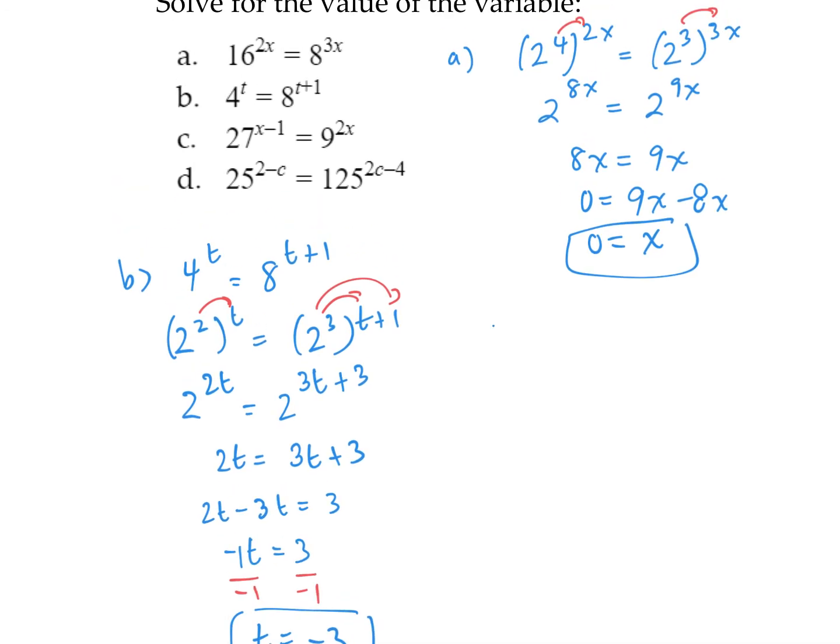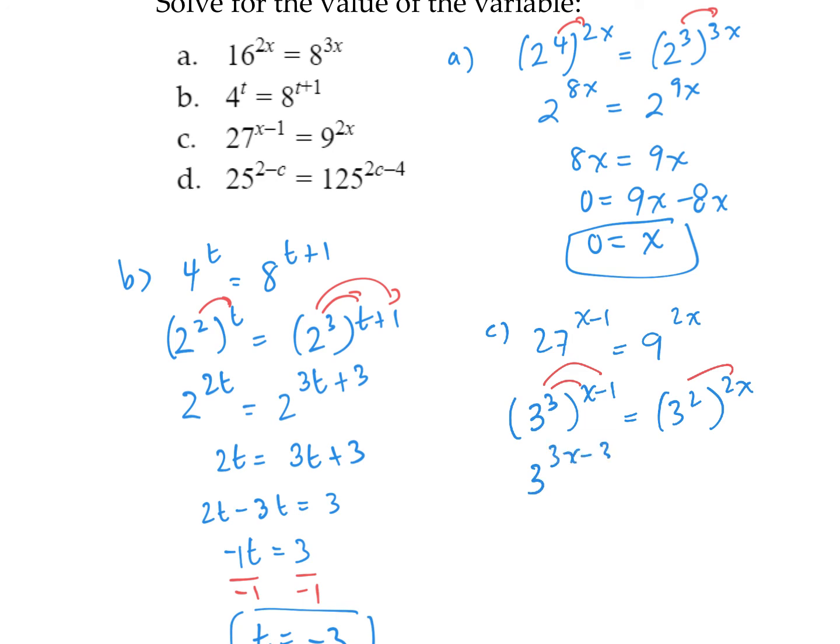All right, let's do C. 27 and 9 are both multiples of 3. So again, I'm going smaller. So 27 is 3 to the power 3. 9 is 3 to the power 2. We're going to apply that power rule to simplify those exponents. So we have 3x minus 3 equals 3 to the 4x. Once we have the same base, we don't need that base. And therefore x equals negative 3.